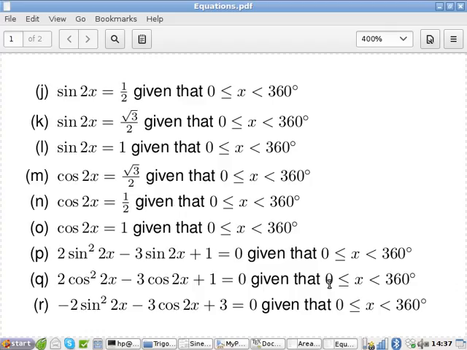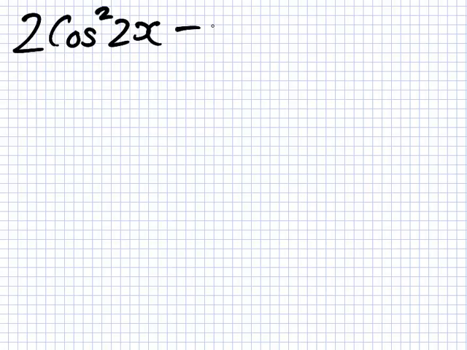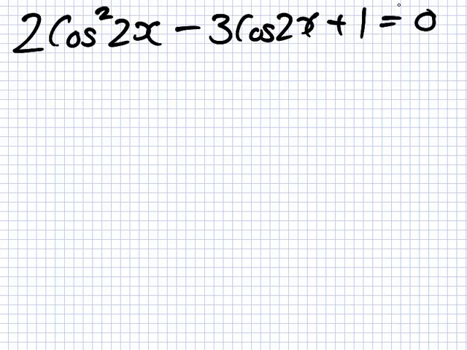Okay. So, it is 2 cos squared 2x minus 3 cos 2x plus 1 equals 0, for x from 0 to 360. Not pi, it's in degrees. Yeah, okay. So, what type of equation is this? The quadratic. So we'll try and factorize it.